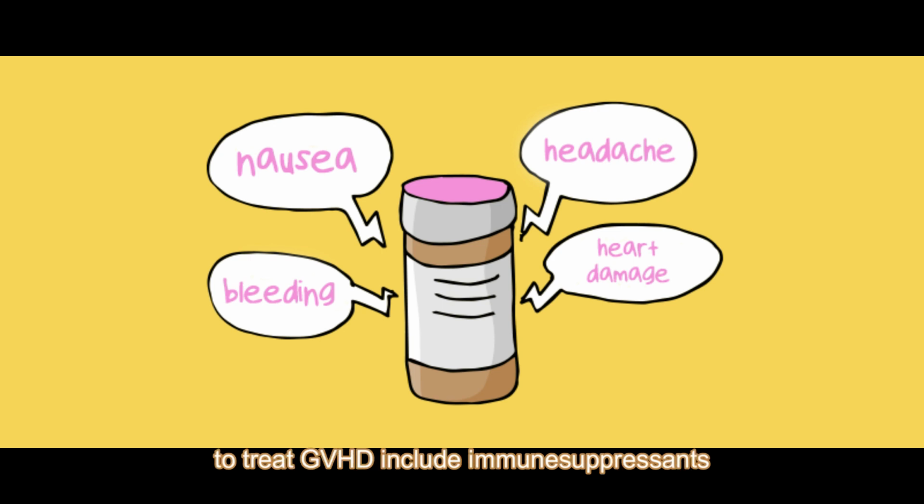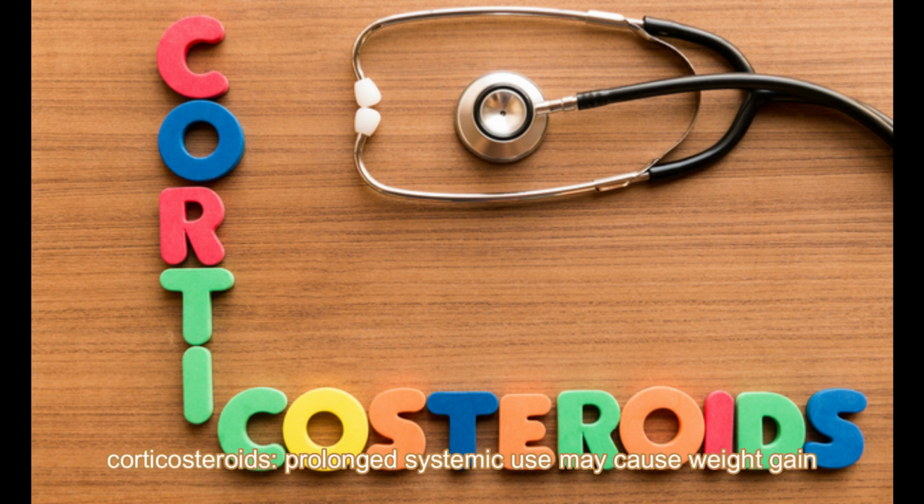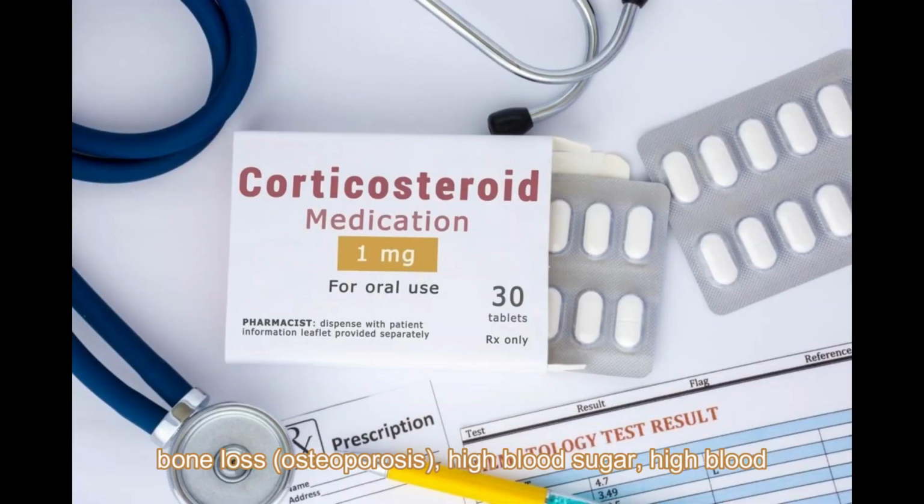Side effects of treatment. Medications used to treat GVHD include immunosuppressants that work by weakening the immune system. Therefore, they may increase the patient's risk of getting infections. In addition to infections, GVHD treatment may cause other side effects. Corticosteroids: prolonged systemic use may cause weight gain, bone loss, osteoporosis, high blood sugar, high blood pressure, cataract formation, insomnia, mood swings, and depression.